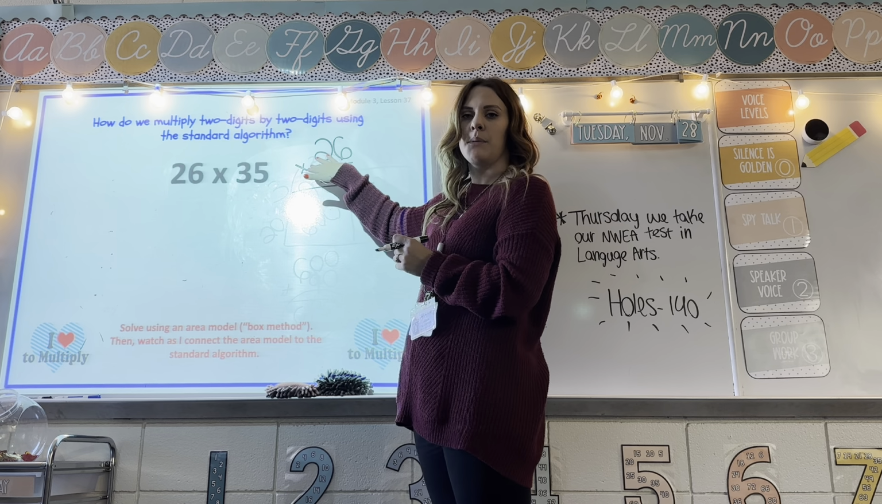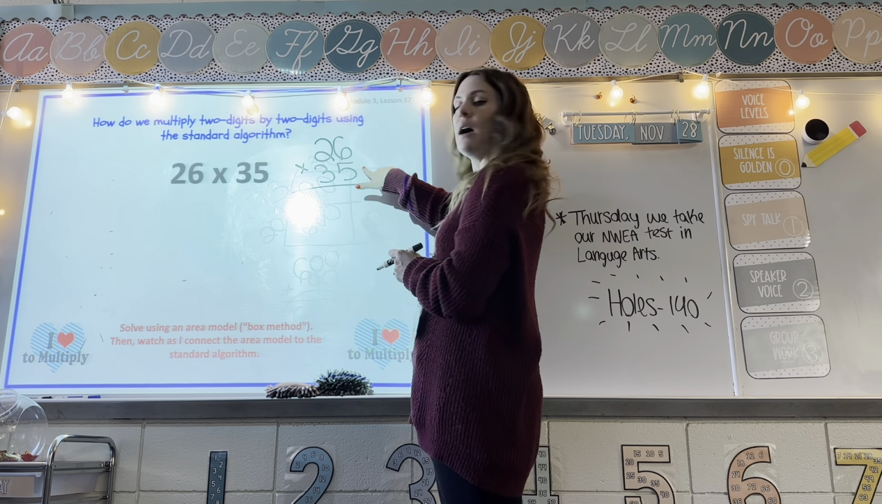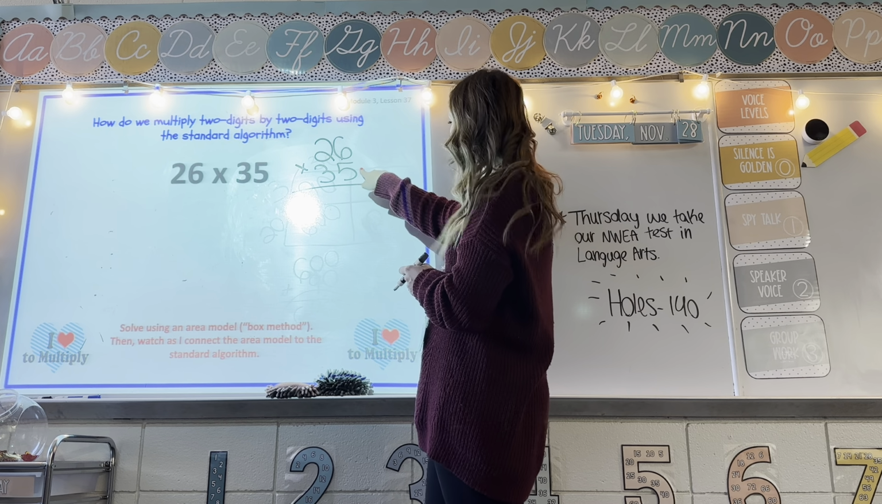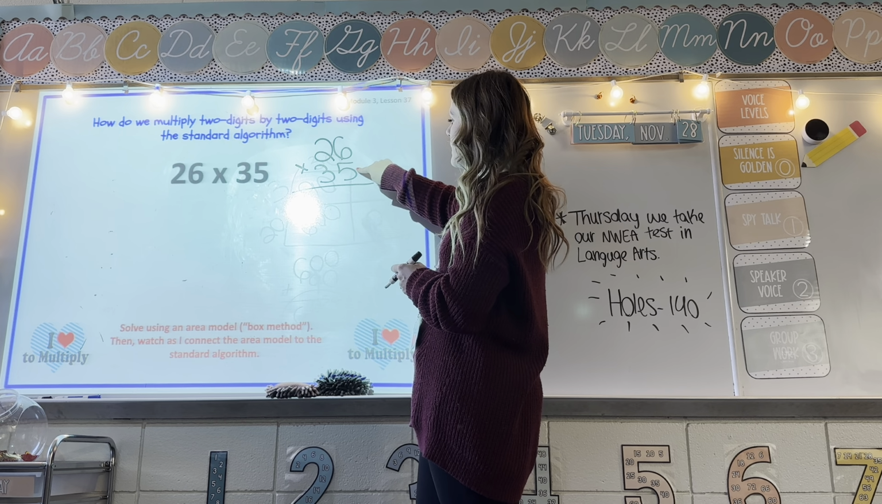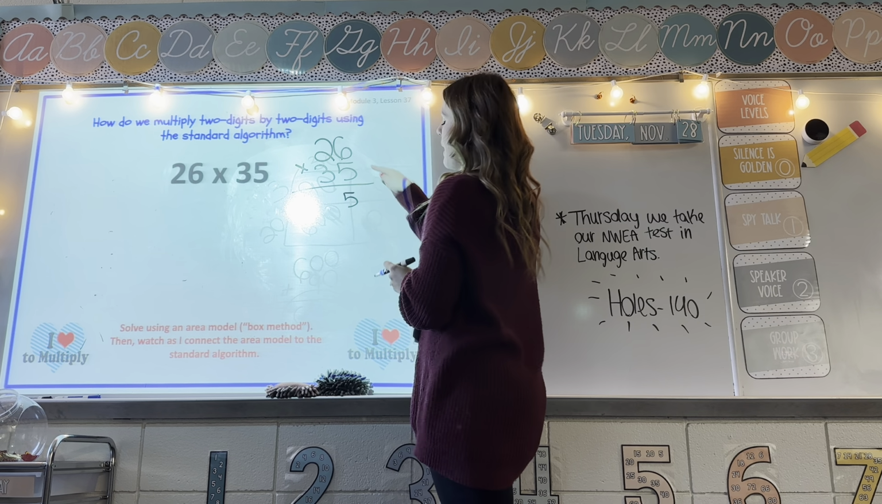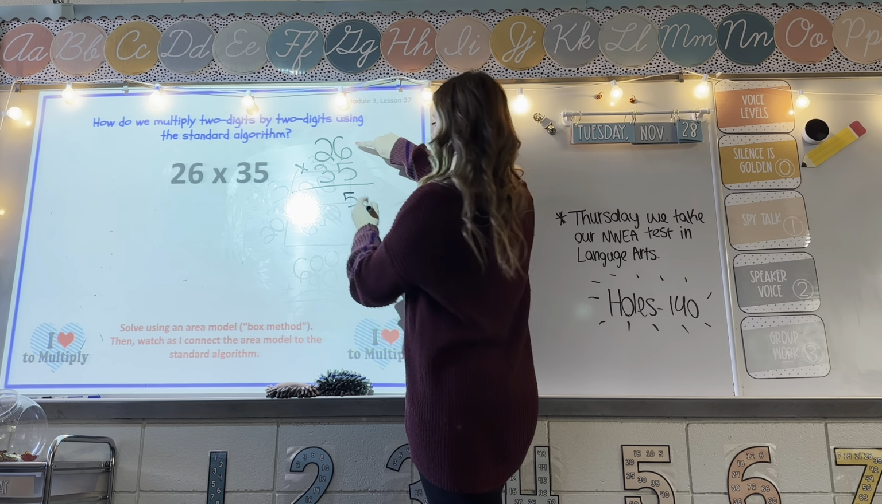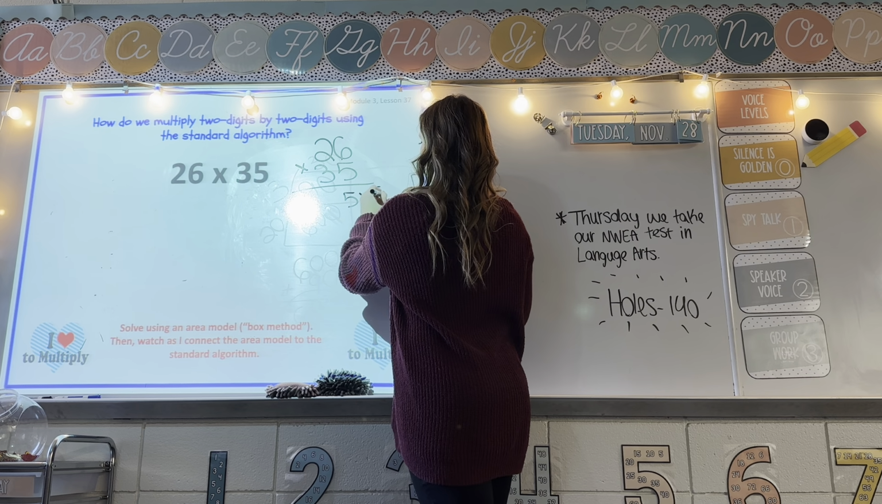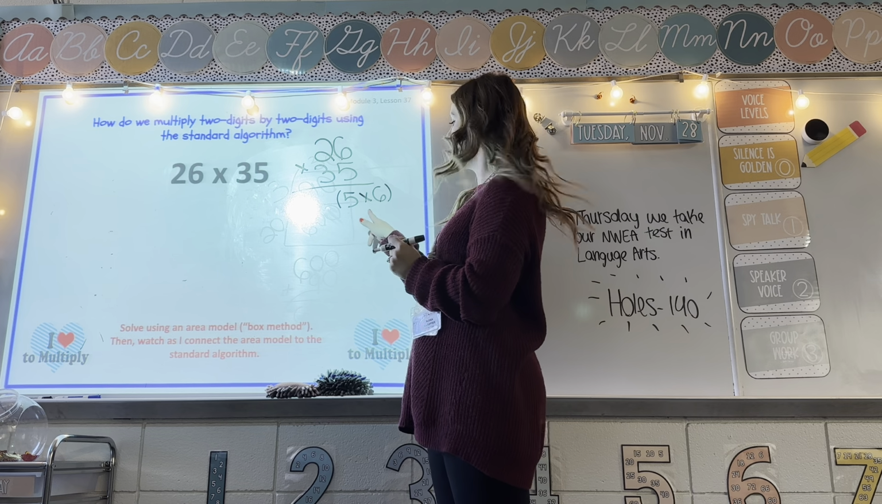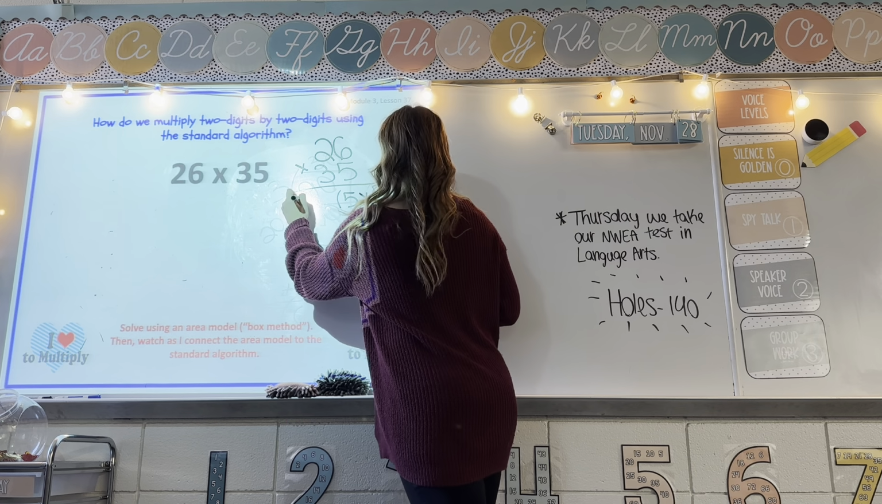If we do partial products, that means I need to pull out my tens place on the top and I pull out my tens place on the bottom. I'm going to start with my ones and I'm going to start with this bottom number, 35. First, I'm going to multiply my ones, which is 5, by 6. I know 5 times 6 is 30, so I'm going to put this over here.